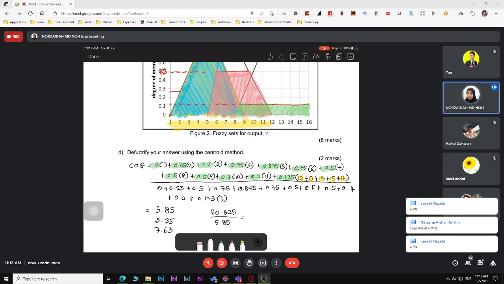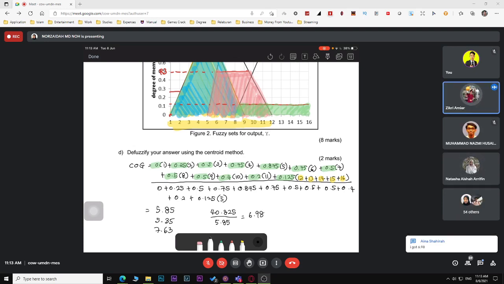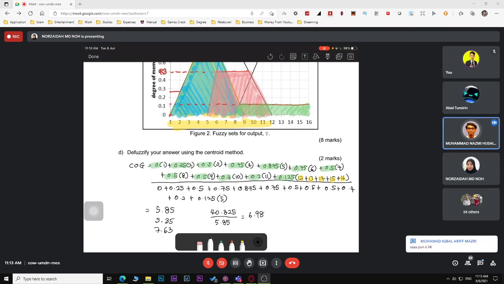Kenapa saya dapat 6.98? Saya dapat sama tu. Bila saya kira, dapat balik. Berapa? Sama, medium 6.97.8, kan? Okey, so semua dapat 6.98. Dah jumpa dah 6.98. Yes.